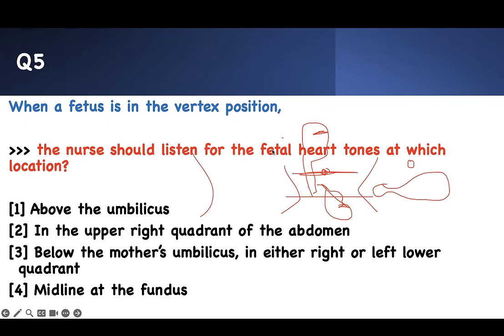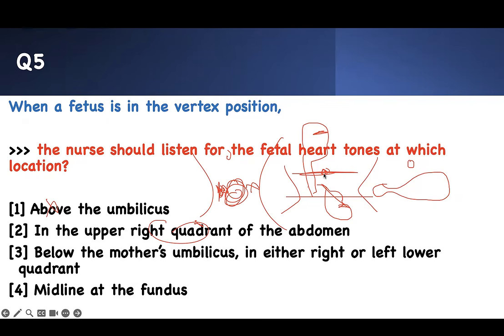Therefore, if the head is below the umbilicus, this is the baby's head, I can listen to the heart sound here or here. Therefore, not above the umbilicus, in the upper right quadrant of the abdomen. That would require what? A transverse lie, right? Below the mother's umbilicus, yes, it's below it.